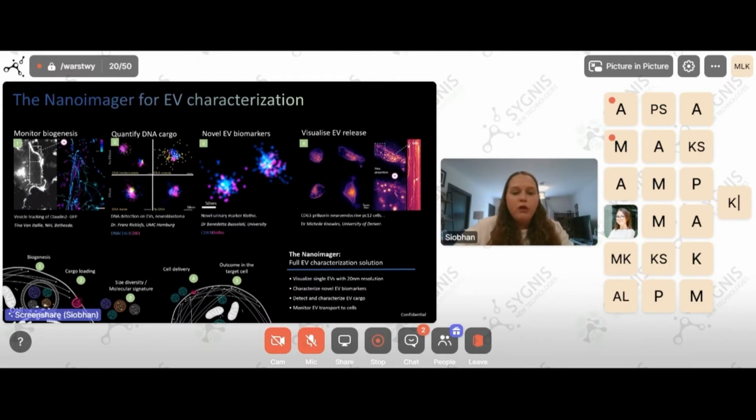But because we offer live cell imaging and single particle tracking capabilities on the system, we can start to look at the dynamic information about extracellular vesicles, such as their internalization, uptake pathways, and biogenesis mechanisms. So all of this essentially allows us to address quite a lot of the open questions surrounding the field in relation to EV research.